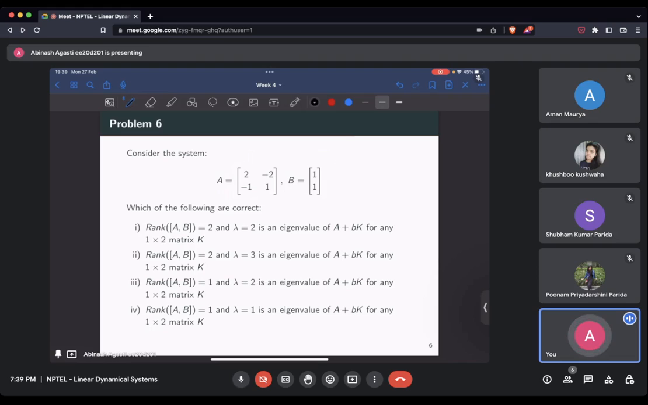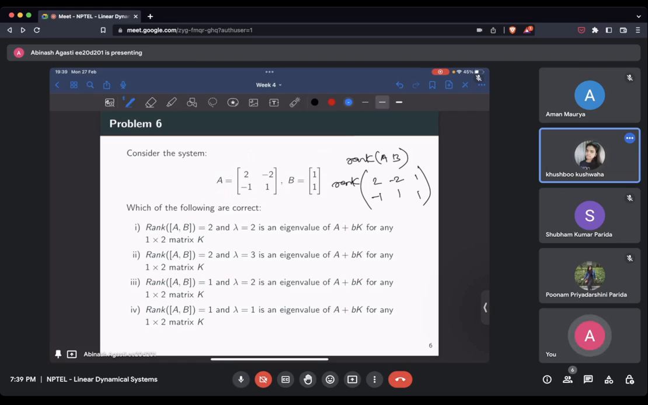Okay, this is a simple thing. First, let us find out the rank of A, B. Basically the rank of 2 minus 1 minus 2 1 1 1. What is the rank of this? Sir, 1. Why is it 1?